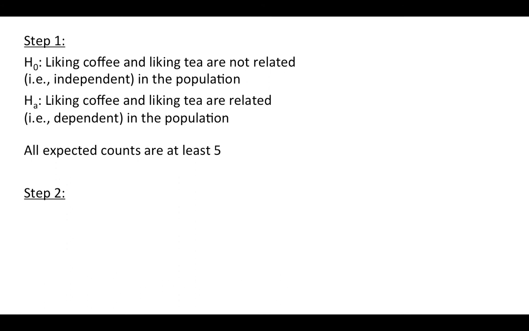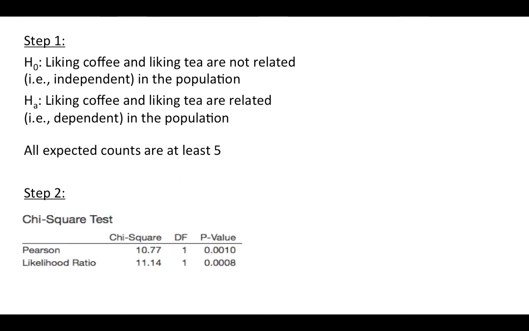On all of your lab assignments, remember that you need to copy and paste any relevant Minitab Express output. So here I've copied the chi-square test table. We're using the Pearson chi-square test statistic. So we have a chi-square with 1 degree of freedom, which equals 10.77.